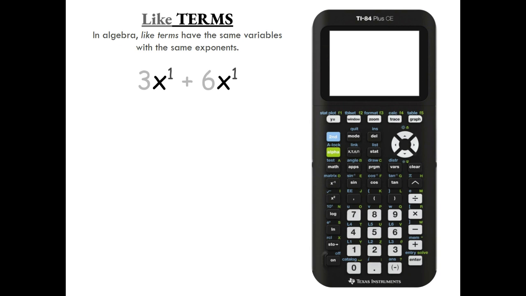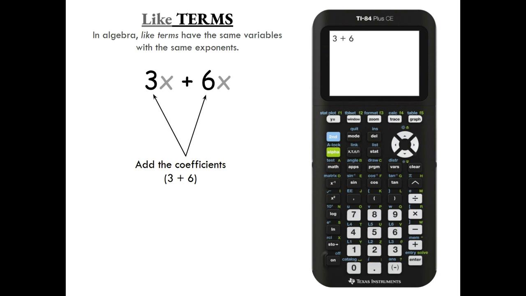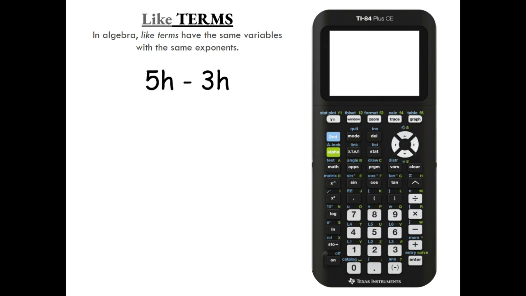Again, they both have x to the 1. Therefore, they are the same variable with the same exponent. 3 plus 6, you're going to add the coefficients. So 3 plus 6, you can use the calculator, is 9. And the answer is not 9. The answer is 9x because we added the like terms together. The like terms in this case are 3x and 6x. Those are like terms. So you add them together to get 9x, and that is the answer.